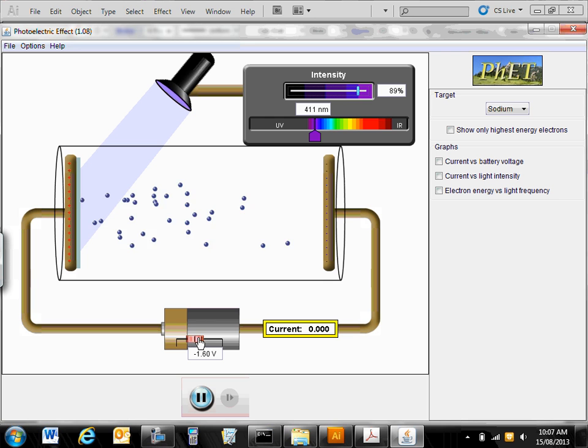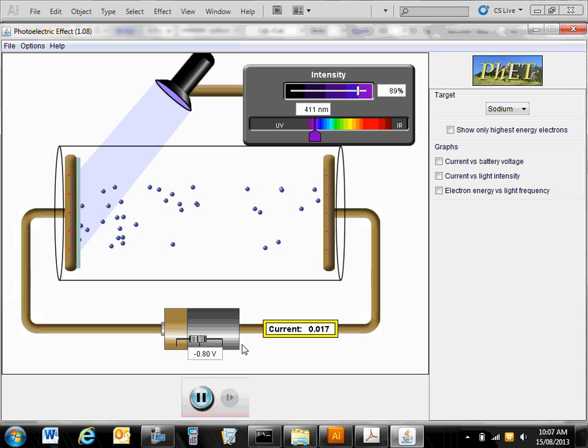1.6 is going to be too much. If I type it in, this is the best way to do it, I think. Let's try 0.8, minus 0.8 volts. You have to press enter. Yeah, okay, so it's showing a current of 0, so the electrons aren't making it. The most energetic electrons aren't quite making it.